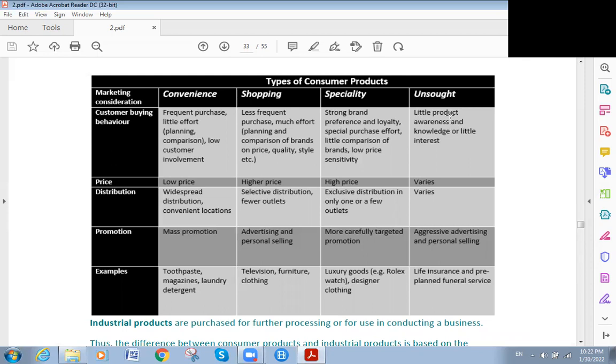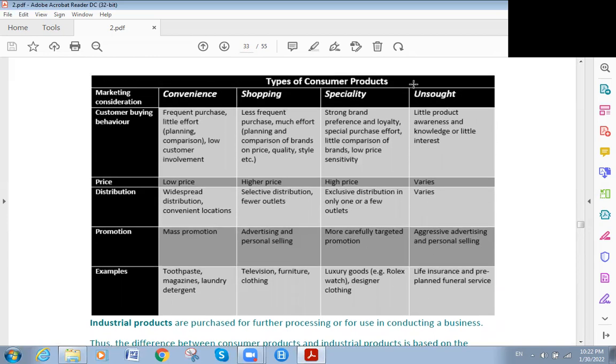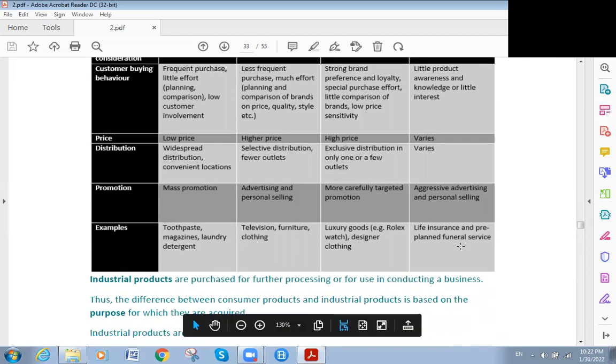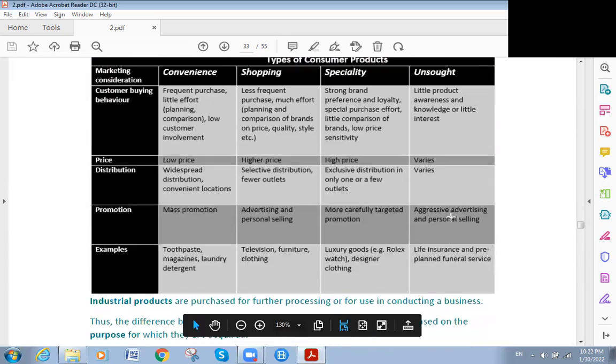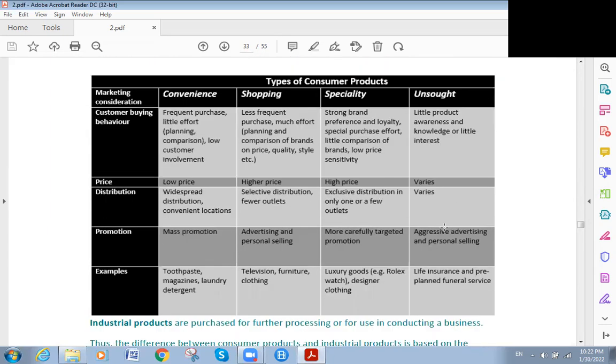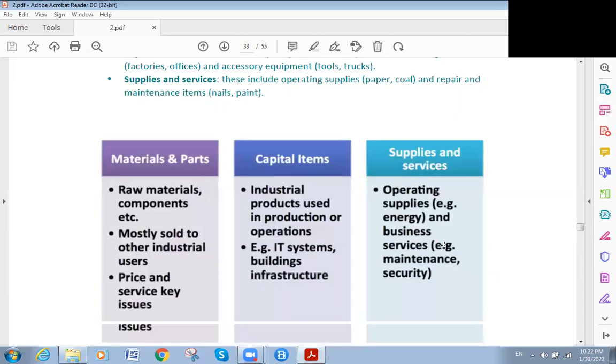The unsought are products with little awareness and knowledge, or little interest. These use aggressive advertising and personal selling. Examples of unsought goods are life insurance and planned funeral services. Even though it's not an encouraged demand, you don't like it, but you are forced to do it.